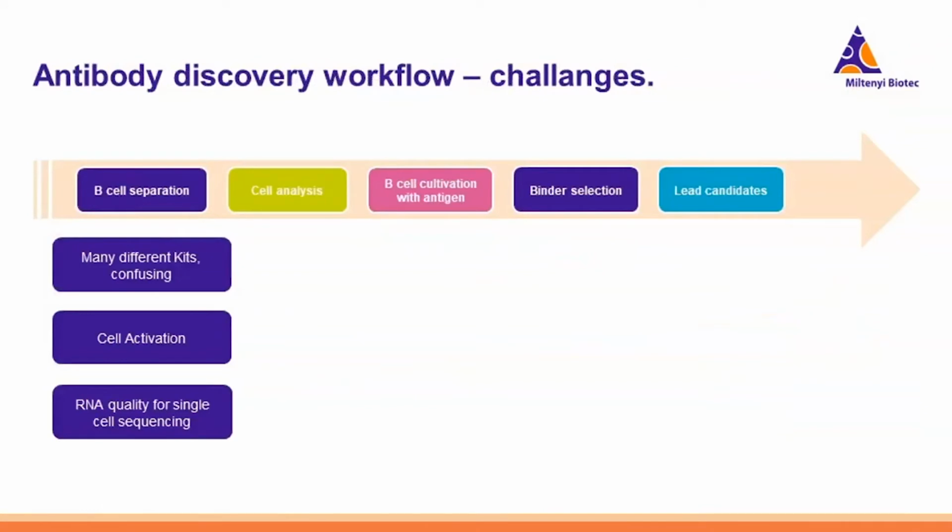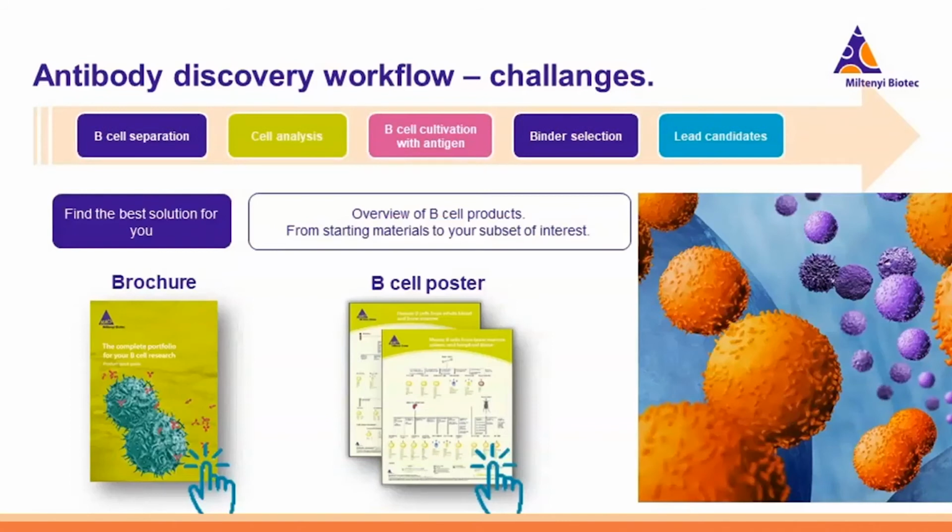But actually, with this workflow, with this process, a lot of challenges come up for you. You may have many different kits that you can use for B cell separation, and this is sometimes really confusing. Also, cell activation: you don't want to get activated B cells after your B cell separation. And when you do single cell sequencing, the RNA quality is really important. But no worries, we have a solution for all these challenges. So I put together this slide for you.